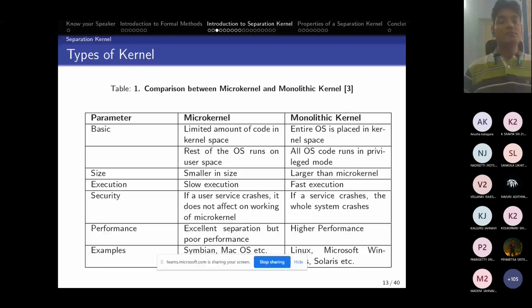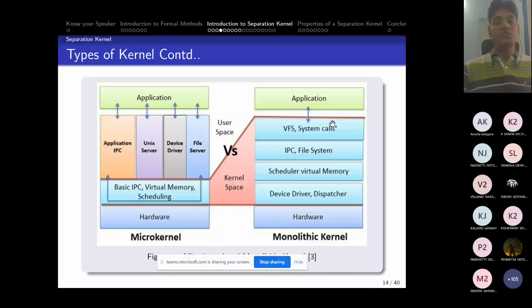As I said, there are two types of kernels, microkernel and monolithic kernel. The basic difference between these two, as you can see in this picture, is that in a monolithic kernel everything is kept in the kernel space only. There are two spaces, kernel space and user space. In a monolithic kernel, all the programs are kept in the kernel space, whereas in a microkernel only a few programs, like basic IPC, virtual memory, or scheduling, are placed in kernel space. Other applications are placed in the user space.